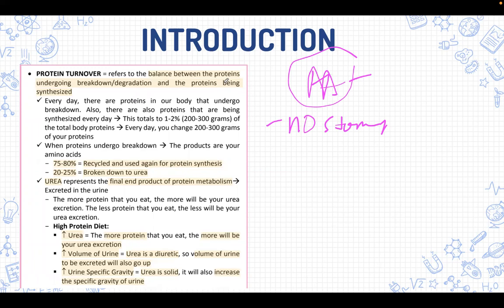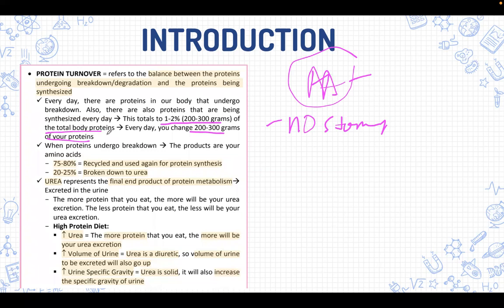everything is in balance. Every day, there are proteins in our body that undergo breakdown. Also, there are also proteins that are being synthesized every day. This totals to 1 to 2%, about 200 to 300 grams of the total body proteins. And then every day you change 200 to 300 grams of your proteins. When proteins undergo breakdown, hindi lang tao nagbe-breakdown, pati sila proteins, the products are your amino acids.